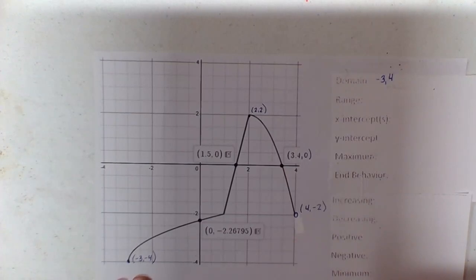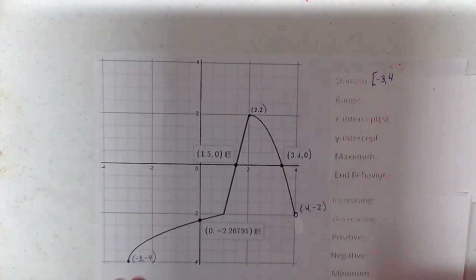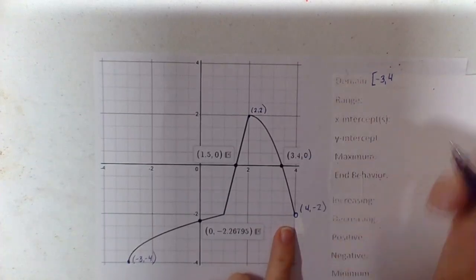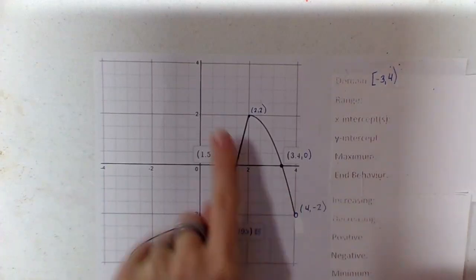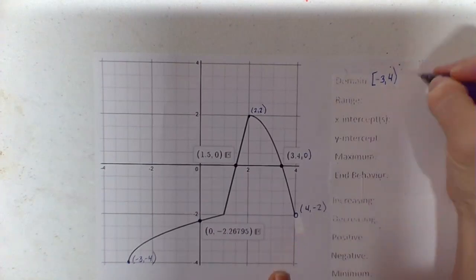At negative 3, we have a closed dot. That means that point is included on our graph. We can have negative 3. We have an open dot at 4. It means we get really, really close to 4, but we never actually get there. So we can have like 3.999, but we never get to 4.